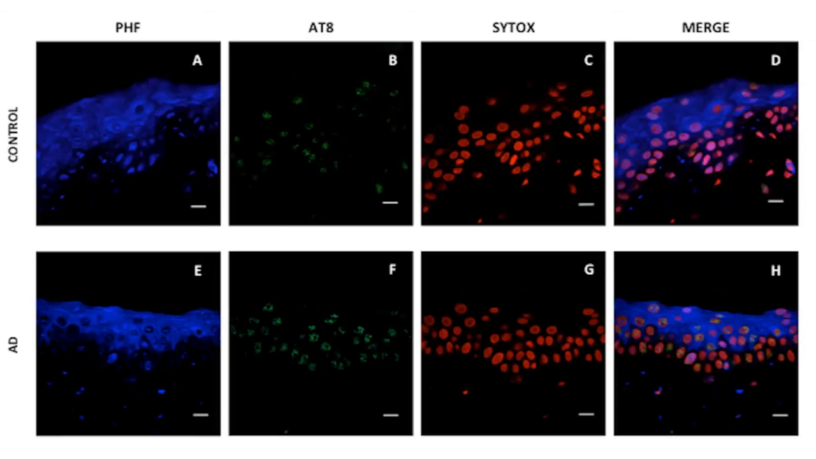In these pictures, we can observe immunofluorescence staining. In the upper image, we show the appearance of a healthy patient: in blue, PHF, the normal tau protein; in green, the abnormal AT8 isoform; and in red, the nuclei. When we merge the three stainings, we can clearly observe that the patient with Alzheimer's disease has a higher proportion of the abnormal AT8 isoform, shown as green positivity.